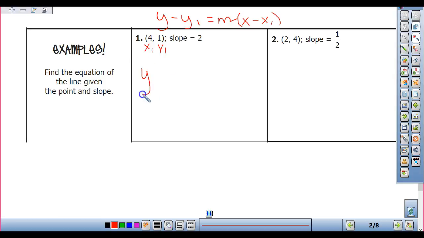We're going y minus, what is y1? 1, equals m. What's my m? 2. My m stands for my slope. Times, so I've got some parentheses, and then x minus, what is x1? 4.